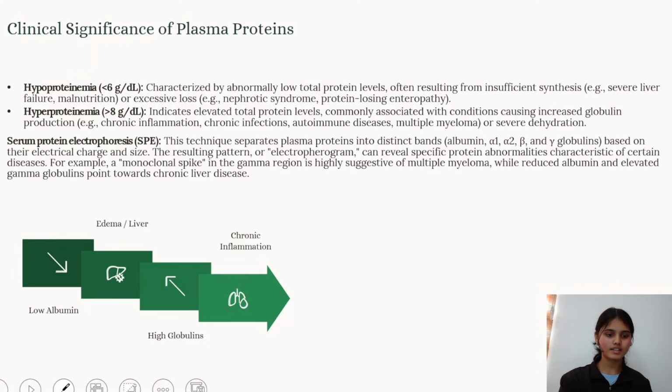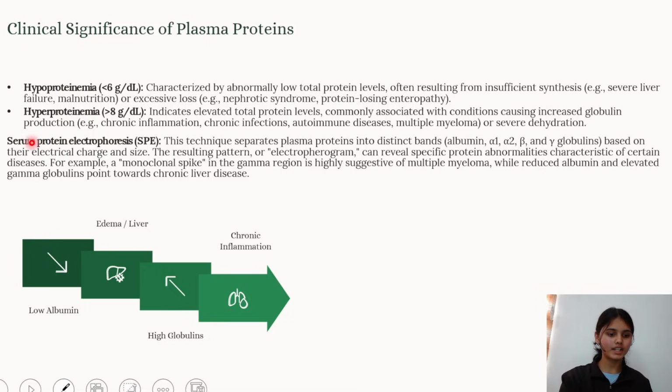Hypoproteinemia is when it is less than 6, and hyperproteinemia is more than 8. Hypoproteinemia is mainly because there's less amount of proteins, that means less amount of proteins in the plasma, more amount of proteins in the urine. So it is mainly due to liver cirrhosis, malnutrition, or excessive loss, maybe due to nephrotic syndrome. That's what we've been discussing previously. Now, hyperproteinemia is mainly caused due to increased globulin production.